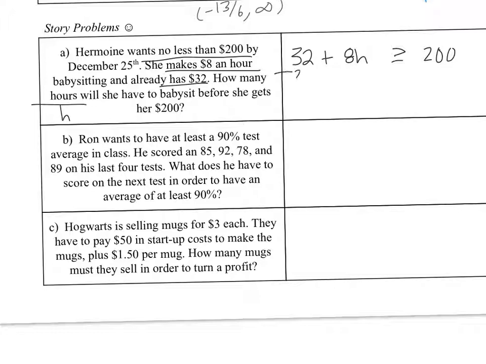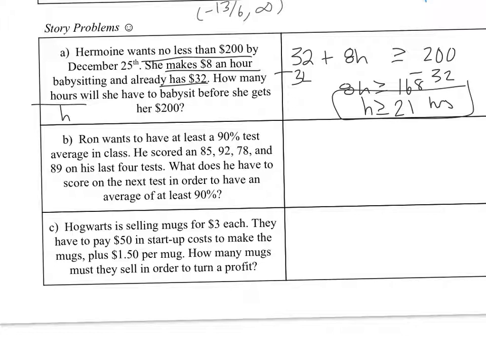So now I'm going to subtract 32 from each side. So 8h is greater than or equal to 200 minus 32, which is 168. So I'm going to divide both sides by 8. So I get h is at least 21. So h is greater than or equal to 21 hours. I want to make sure I write it with a unit.